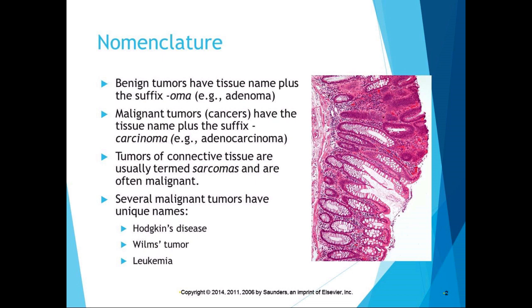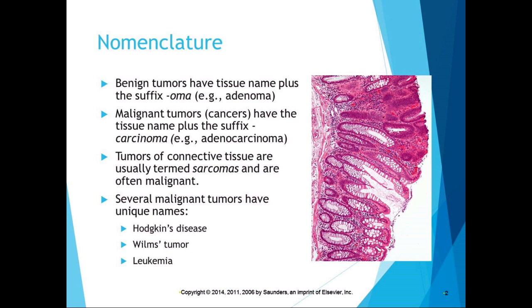There are a couple tables in the book that talk about nomenclature. Malignant tumors, also known as cancers, have the tissue name plus the suffix carcinoma. So if it were a benign tumor, it would be an adenoma. If it's a malignant tumor, it's an adenocarcinoma in the same tissue.